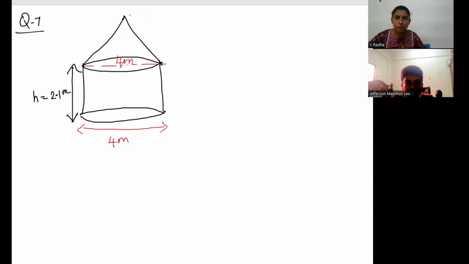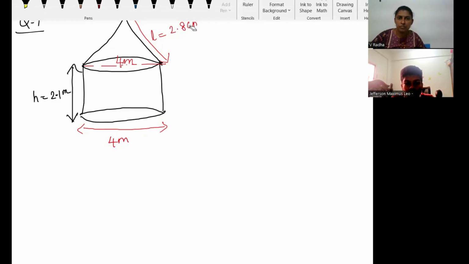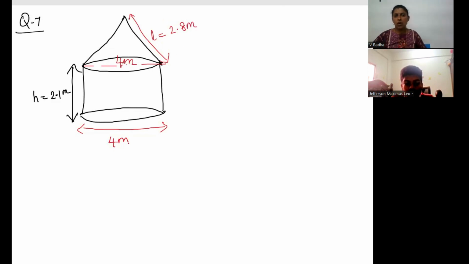And the slant height is also given. This slant height is always denoted by l. The slant height of the top is 2.8. So all the measurements are in meter, okay? So our aim is to find the canvas area. Is it correct? Find the area of the canvas used for making the tent. So is there any doubt in the question? No, ma'am. No doubt. Okay.